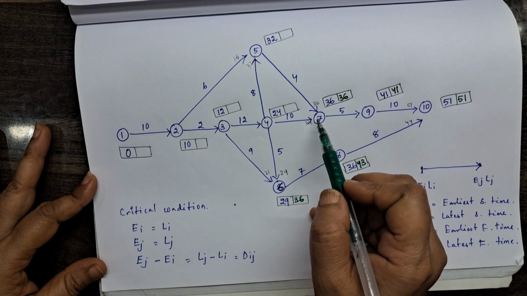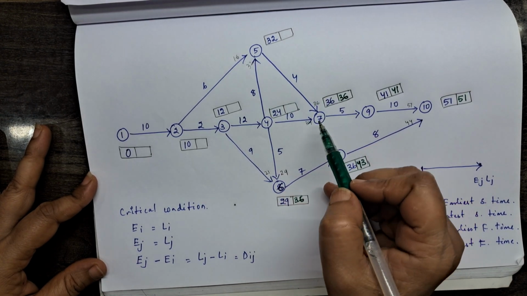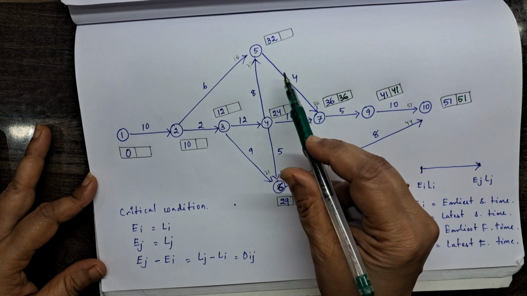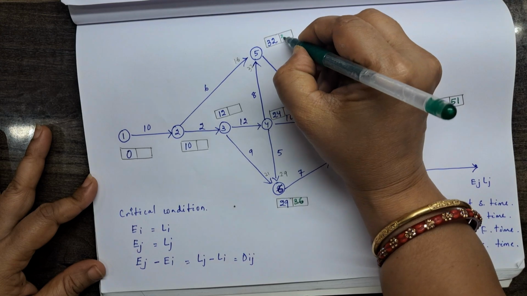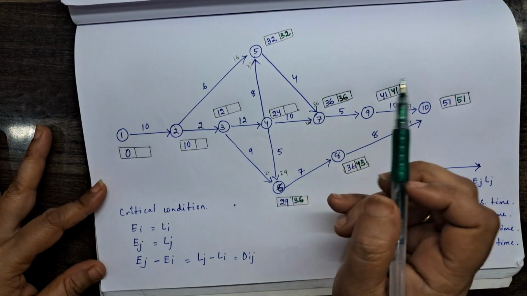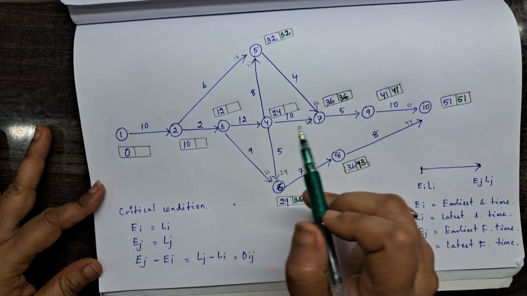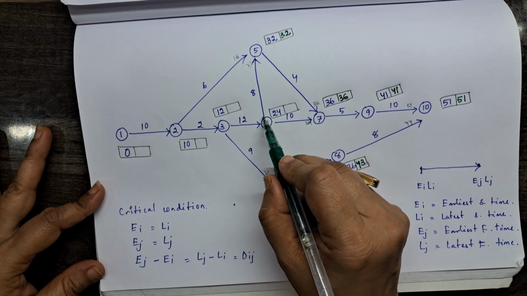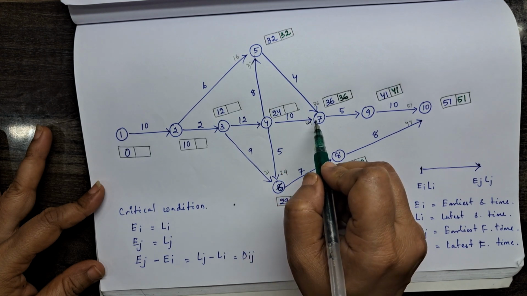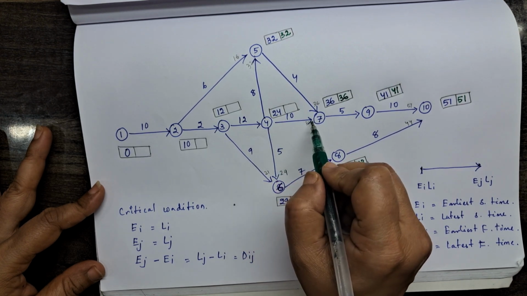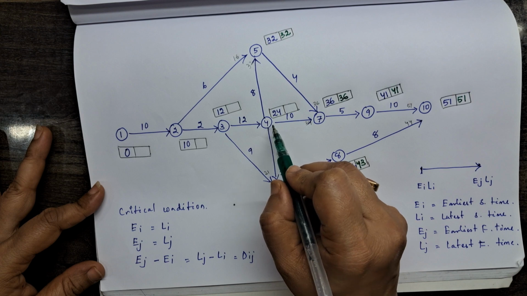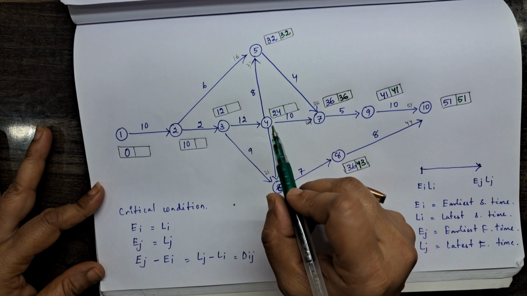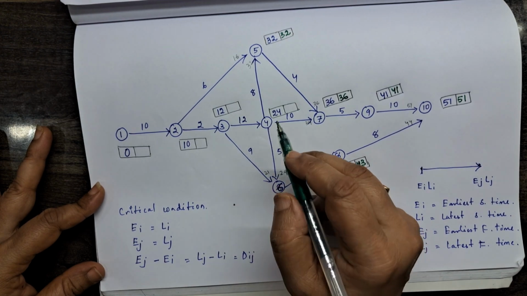Now 7 to 5: 36 minus 4 is 32. Then we will move to 4. Here, if you see, three tails of the arrow are there. One is coming from 7 to 4 backward. If you move backward, we will see the tails are 7, 4; another one is 5, 4; another one is 6, 4.